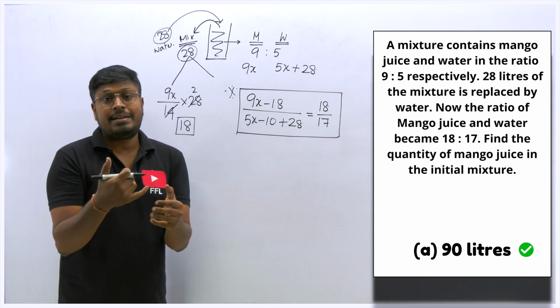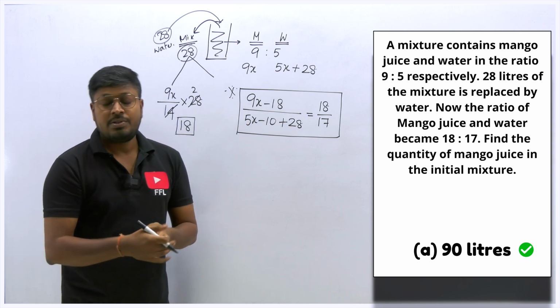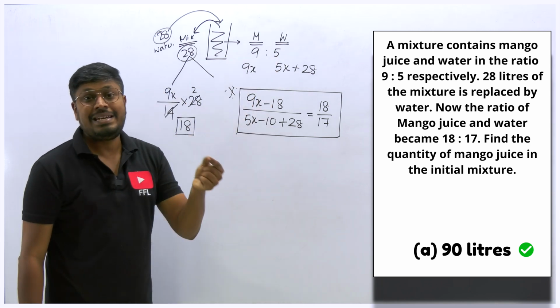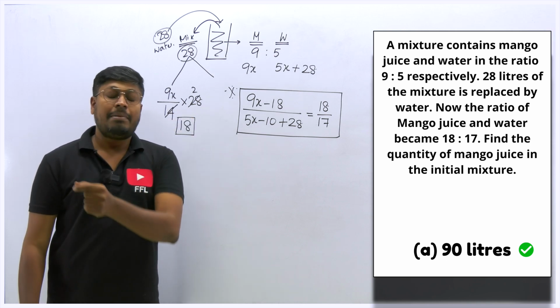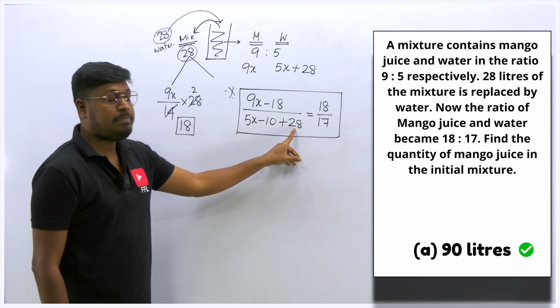But in that 28 liters, we don't know how many liters are mango juice and how many are water. So we have to find that first. By using this data, we found that of the 28 liters they have taken out, 18 liters is mango juice. So the remaining 10 will be water. So minus 18, minus 10, and 28 will be replaced with the water.